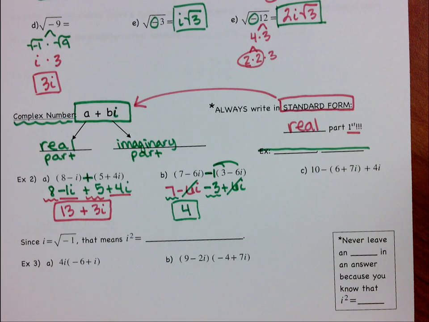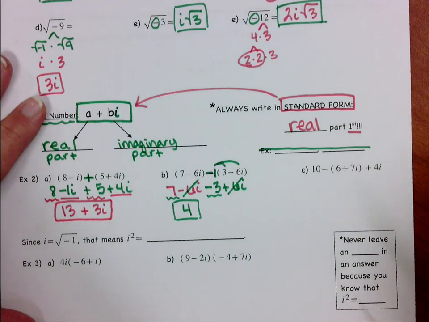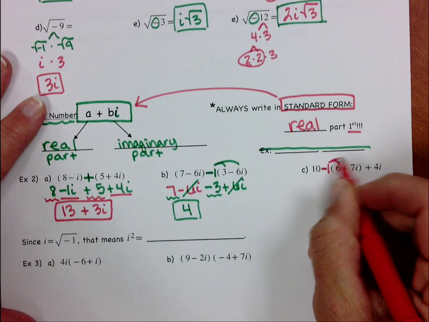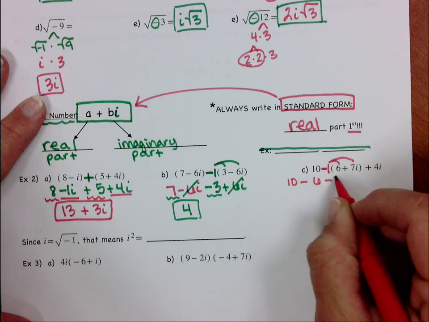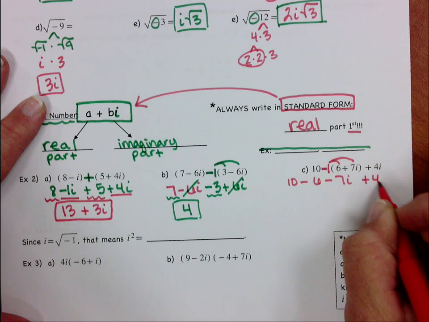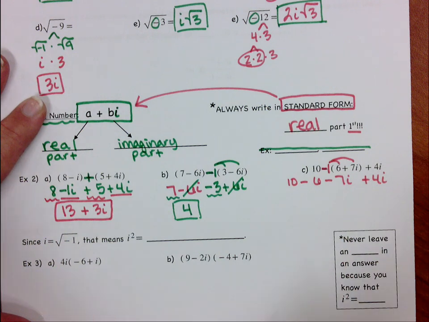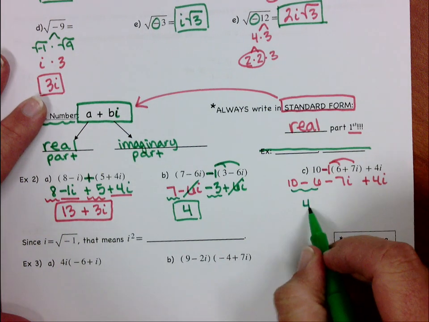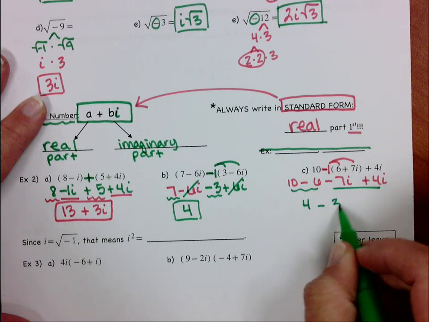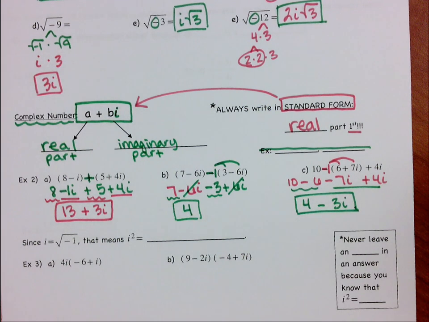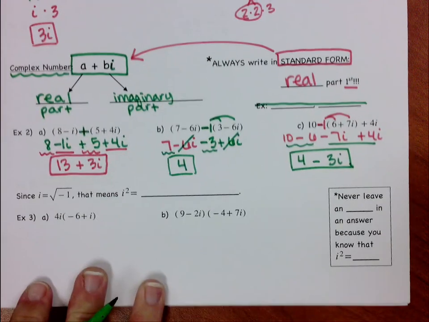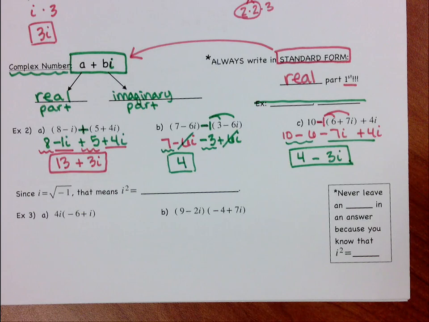Same thing here. You want to distribute that negative first. So it's 10 minus 6 minus 7i, and then the plus 4i. Do your real part, and then do your imaginary. Again, you always want the real, and then plus or minus the imaginary. All right.